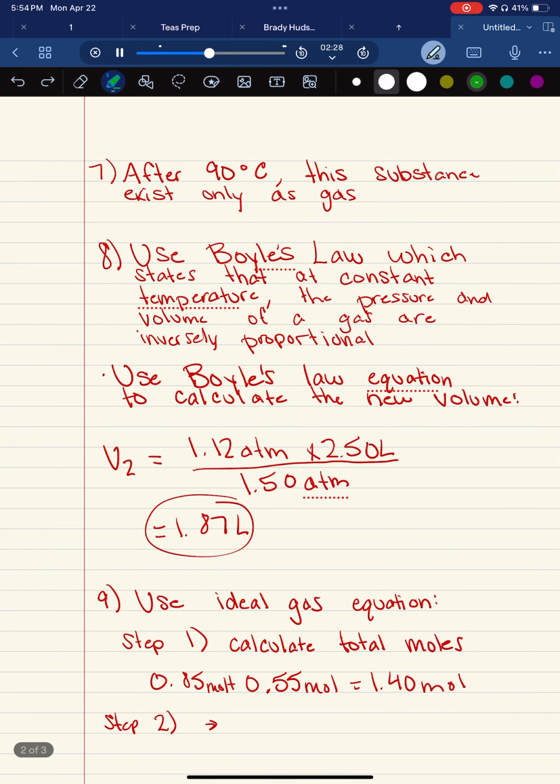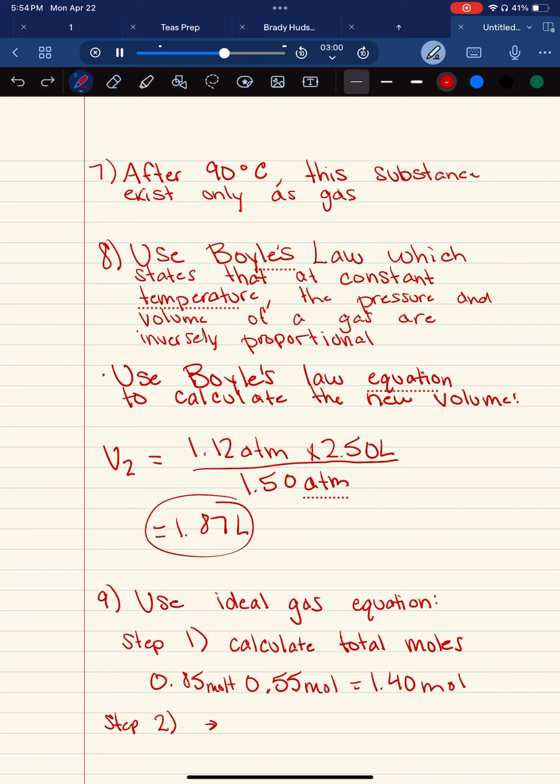The next question we are presented with is: a gaseous sample of the substance has a pressure of 1.2 atm and a volume of 2.5 liters. If the pressure is increased to 1.5 atm, what is the new volume of the gas? And we're going to assume this is at a constant temperature and moles. So this is using Boyle's law, which states that at a constant temperature, the pressure and volume of a gas are inversely proportional.